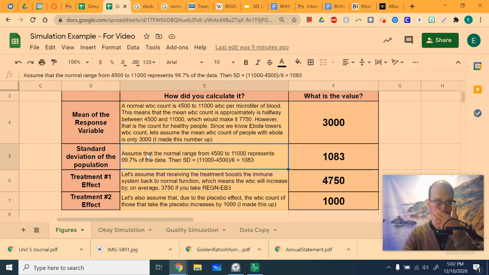Okay. So the next thing that I need to do is figure out the standard deviation of the population. I did that by taking the difference between the 11,000 and the 4,500 and dividing by 6.